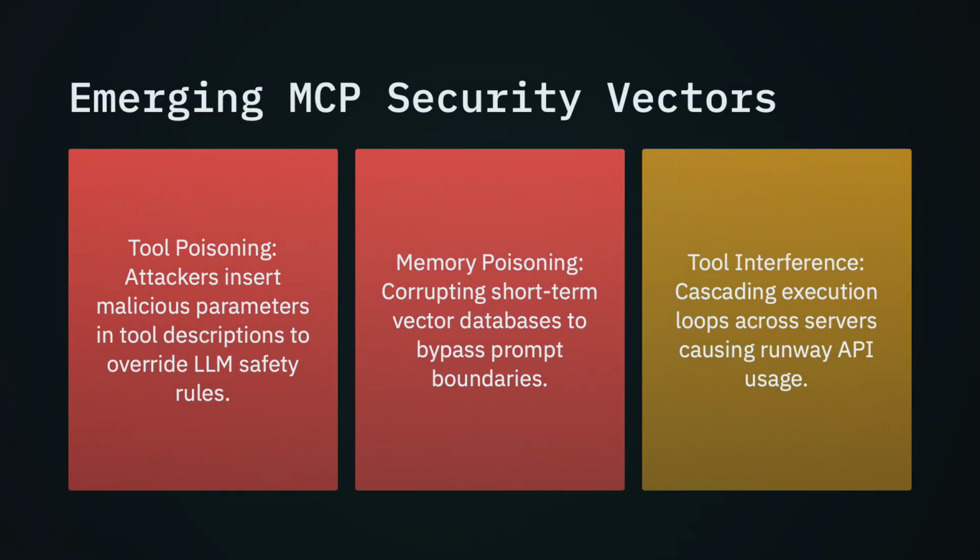OWASP highlights several critical vulnerabilities. The first is tool poisoning and rug pulls, where an attacker embeds malicious instructions inside tool descriptions, tricking the LLM into executing dangerous shell commands. The second is memory poisoning, which corrupts vector databases to bypass safety checks. Finally, tool interference occurs when execution loops across multiple servers trigger runaway API calls.